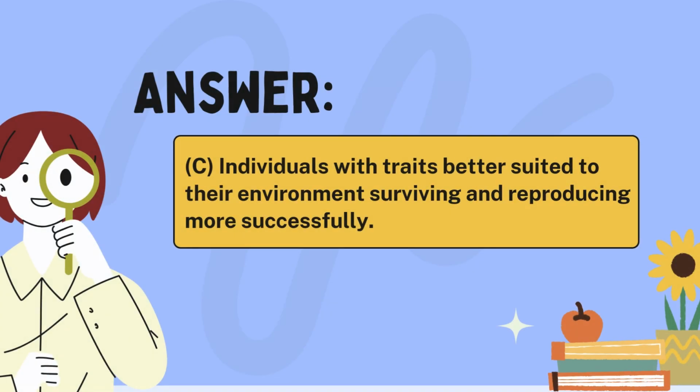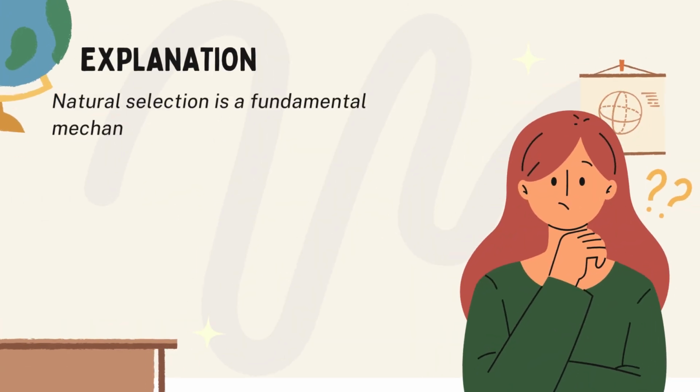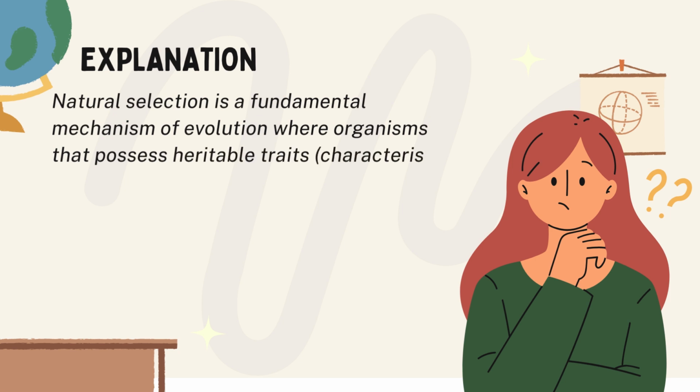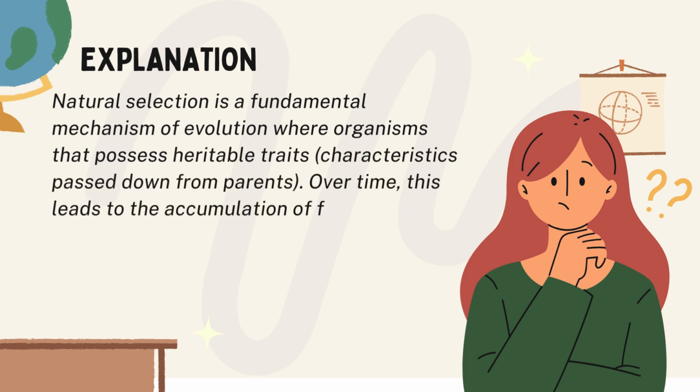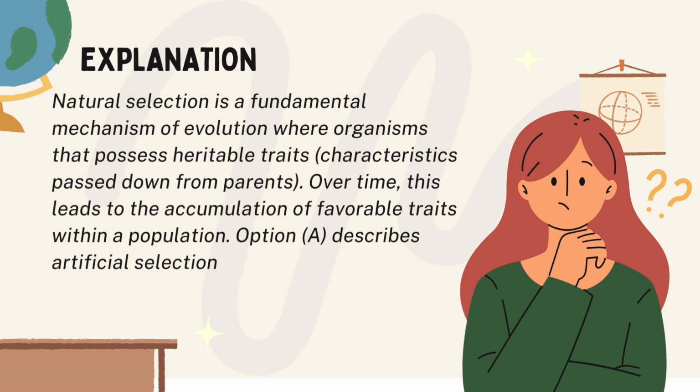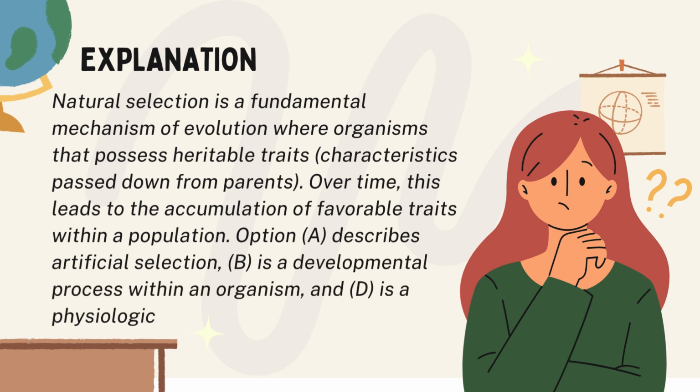Answer. C. Individuals with traits better suited to their environment surviving and reproducing more successfully. Natural selection is a fundamental mechanism of evolution where organisms that possess heritable traits, characteristics passed down from parents, that are advantageous for survival and reproduction in a specific environment are more likely to survive and pass on those traits to their offspring. Over time, this leads to the accumulation of favorable traits within a population.